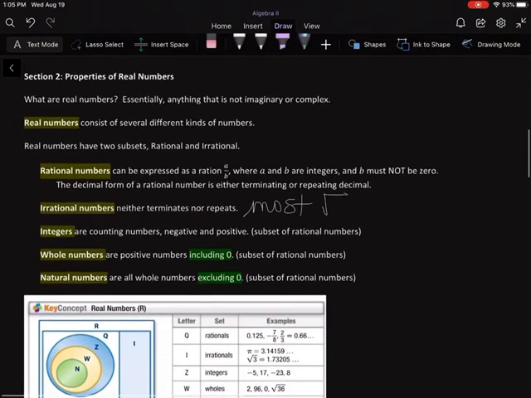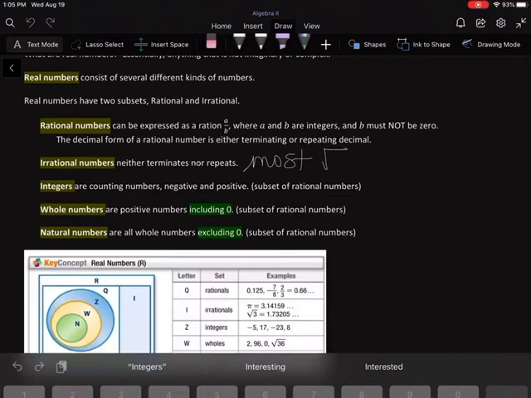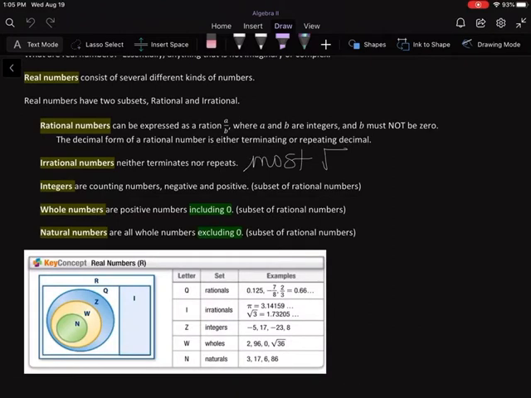Integers are counting numbers, negative and positive. And what I mean by counting numbers is like 1, 2, 3. I really can't count to 1.36 easily, right? So integers are counting numbers, negative and positive. Yes, it's a subset of rational numbers. That means if something's an integer, it's also rational. So you'll have to list all of those. Whole numbers, that's basically all the positive integers, including 0.